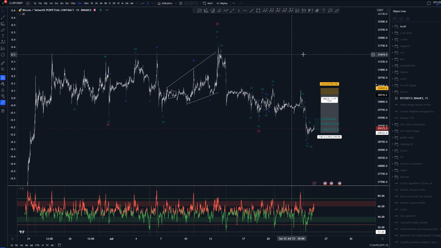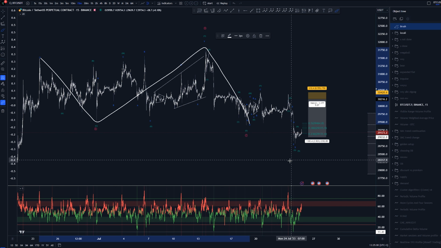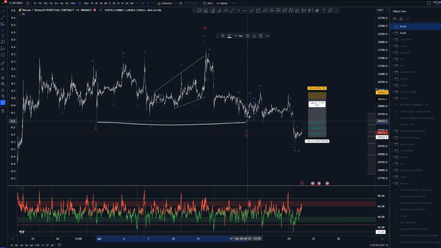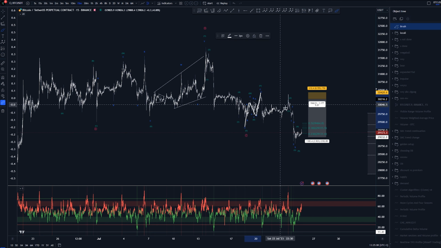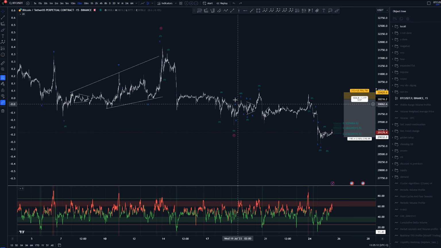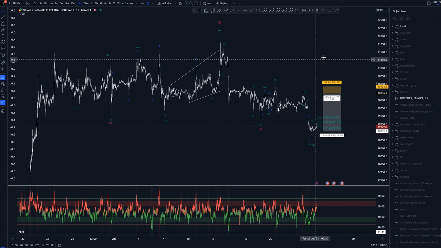But the thing about this whole structure of thinking of this as an ABC, although it fits very nicely, we took out the lows that we had for the wave A here. We took out the liquidity, we bounced up. However, we came up in three waves. So there's a couple of different ways of labeling this, either with a diagonal here or with a WXY like so. Again, it does not really matter. Three waves in either case.